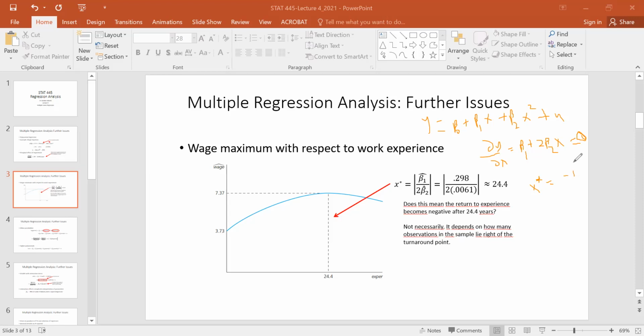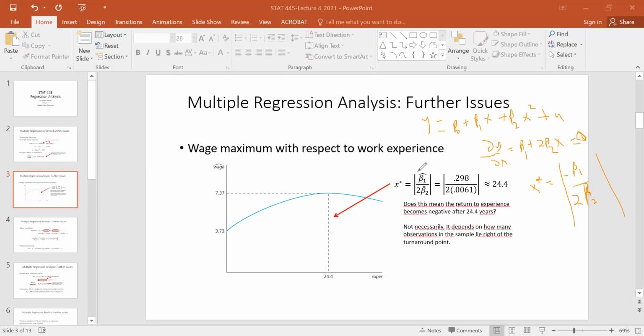Negative beta 1 over 2 beta 2. So that is the idea of what you are seeing here. And because x, as experience, cannot be a negative number, we take the absolute value and so on. So people will ask you, what is the turning point?